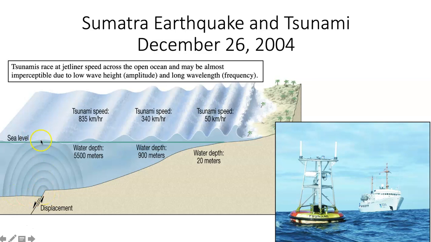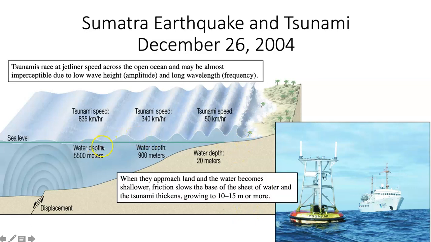Now, in the deeper areas, the waves go very, very quickly, 800 kilometers an hour. But they also have a very small wave height, which is the amplitude. And their wavelength is also very long. It's very far between crest and crest. So people that are out in the deep water might not even notice a tsunami. In order to identify tsunamis when they happen in deep water, we have instruments such as this here, which is a tsunami recording buoy, which then relays the information back to a tsunami warning center.